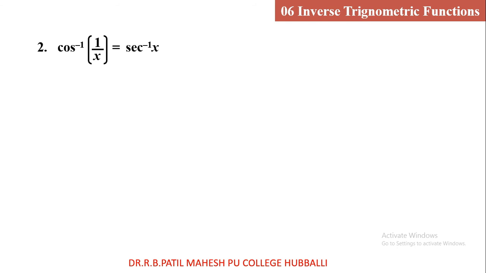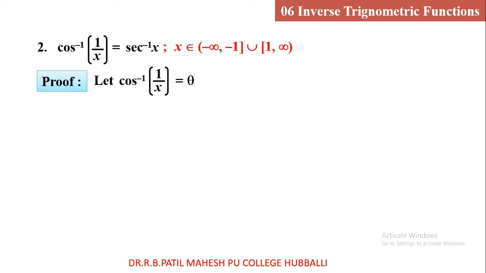Second property, cos inverse of 1 by x equals sec inverse x, where x lies between the required values. Proof: let me take the LHS, that is cos inverse 1 by x equals theta. Apply cos on both sides, so that cos of cos inverse is removed leaving 1 by x, and in the right side cos theta, because you are applying cos. So reciprocal, x equals 1 by cos theta, that is sec theta directly.